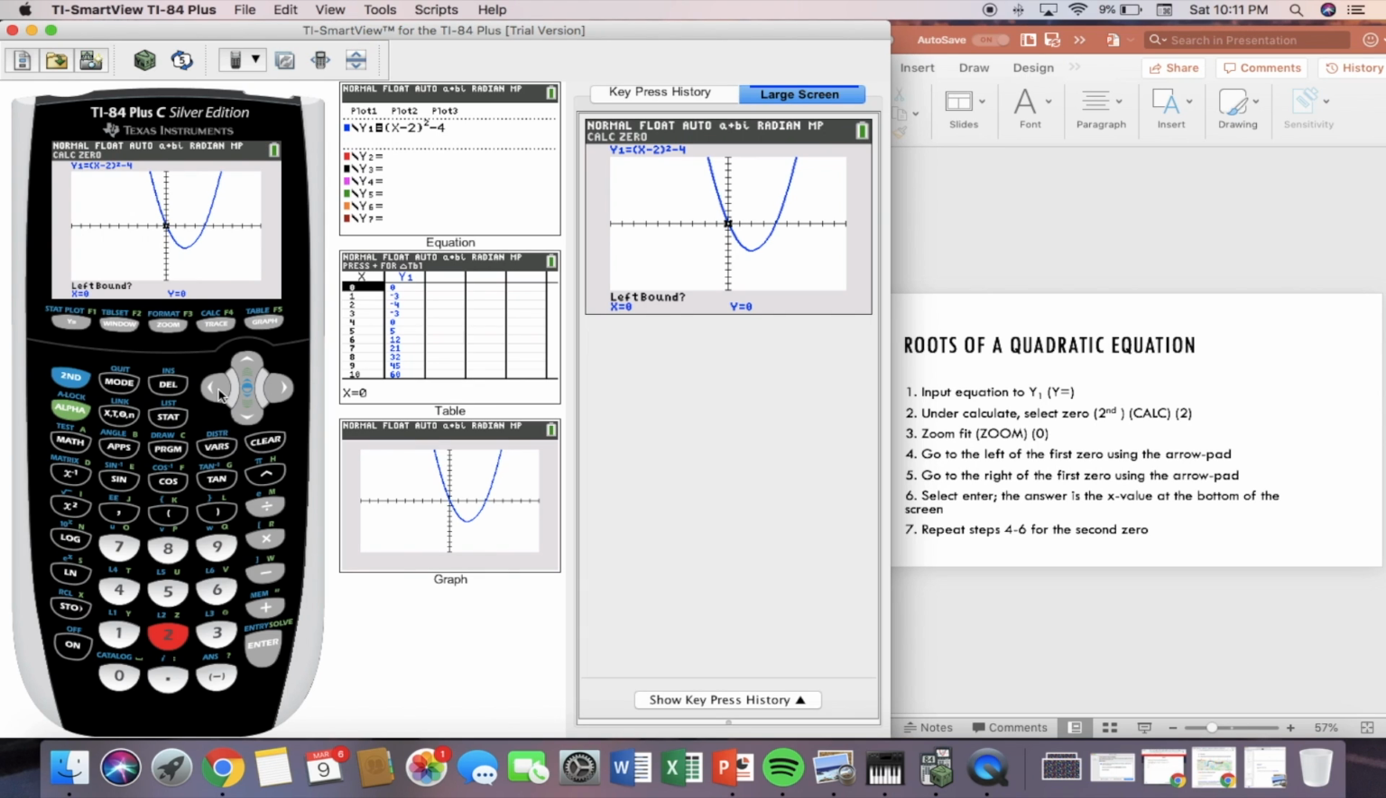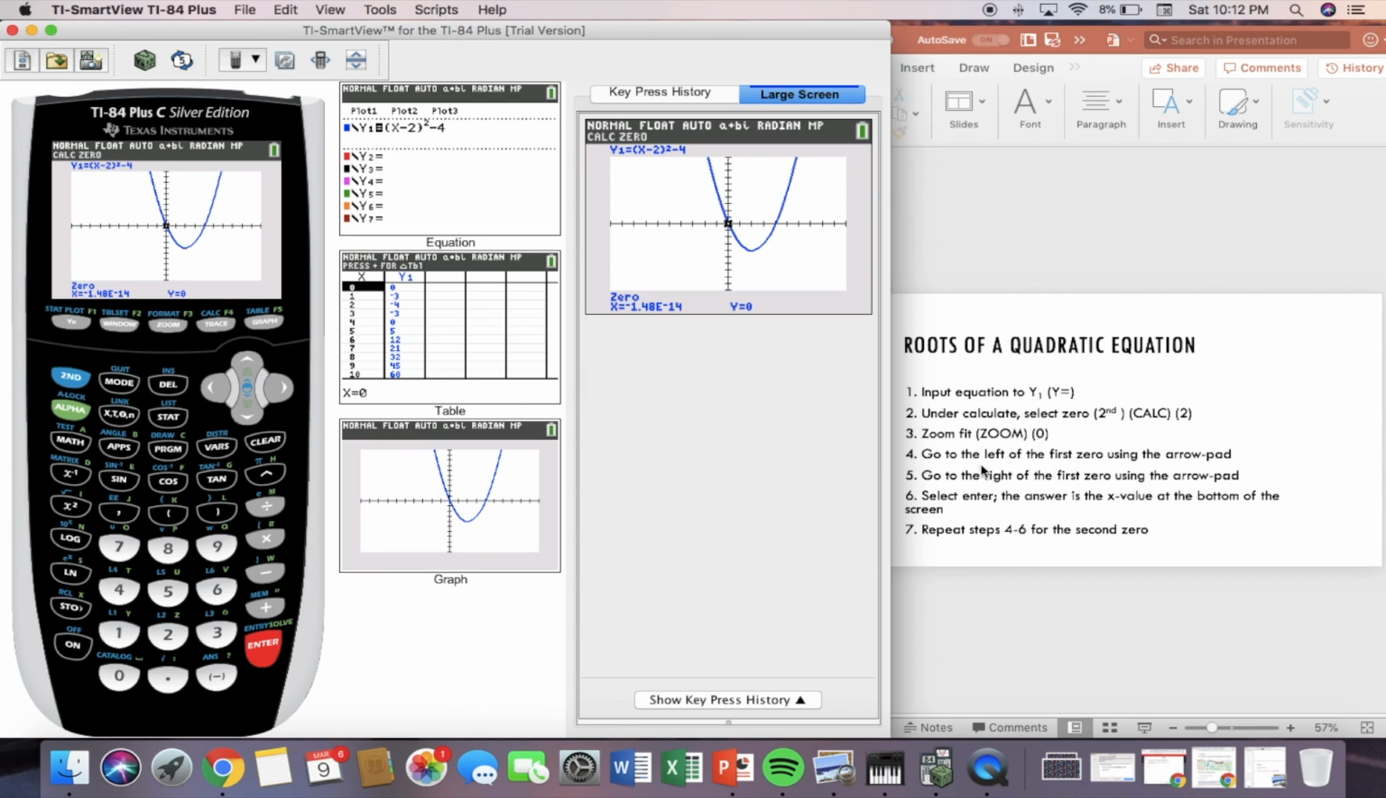The first 0, so we're going to go to the left of the first intersection with the x-axis, hit enter. Now go right to find the right bound, hit enter. Guess, we don't really care about a guess, so we just press enter again. And so our first root is negative 1.48 times 10 to the negative 14th. Now that's such a small number that I would just call that 0.